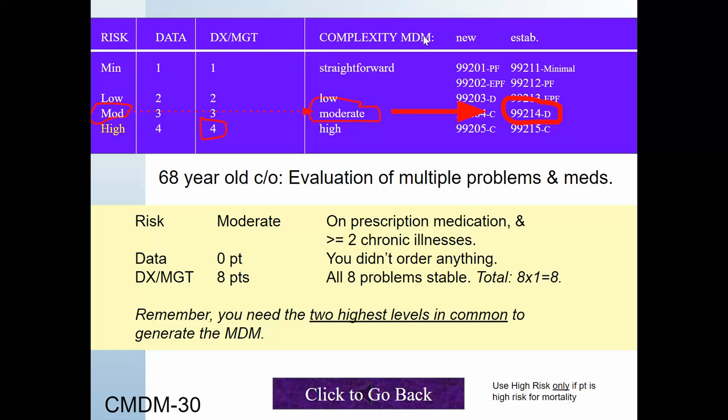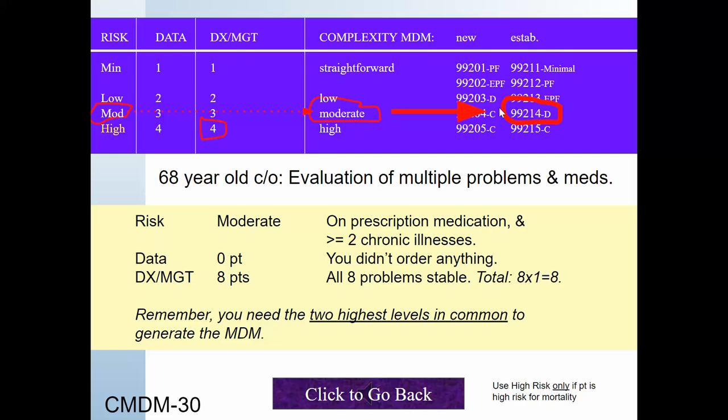So therefore, the complexity of medical decision making is moderate, and with an established patient, again, another example of the 99214 with detailed documentation required. Even though you have a whole bunch of problems over here, you have to have 2 levels in common. So one of these high levels has to drop back to be at the same level in common with the other. And that's the check and the balance on why you have 3 different categories that helps you determine the complexity of medical decision making. It keeps things ethically grounded.